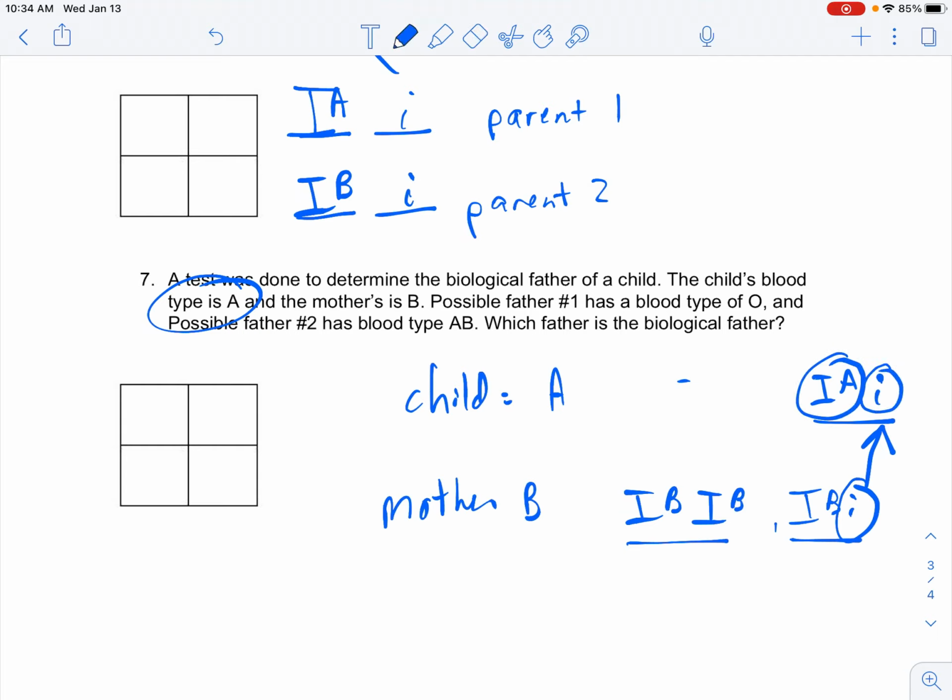So the child needs to get the IA allele from someone. Possible father 1 has a blood type of O. Well, that's little i. So possible father number 1 can't be the father of this child in this situation, because the child needs to get an IA allele. Possible father 2 has blood type AB. So that means that there's an A, and that A could have been passed on to the child. That doesn't mean that that is the father. I'm just saying that you can exclude father 1 because there's no way that father 1 could have fathered that child with this mother, being that she was type B for blood.